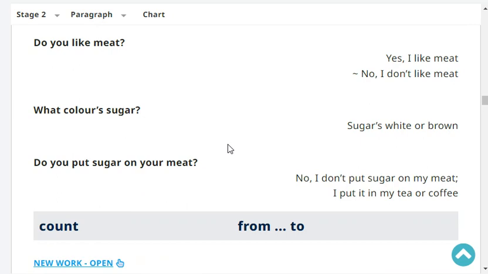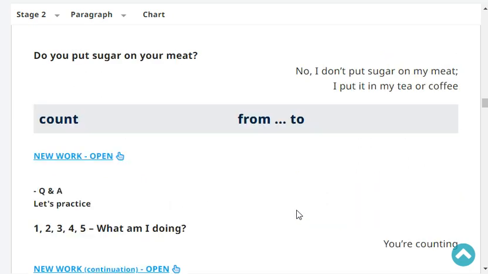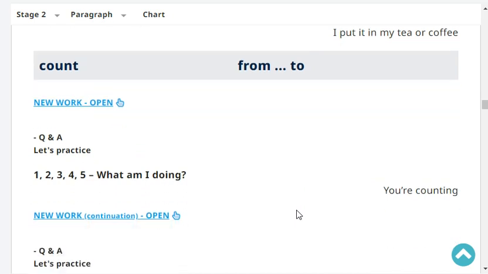Okay. Do you put sugar on your meat? Yes or no? No, I don't put sugar on my meat. I put it in my tea or coffee. Very good.